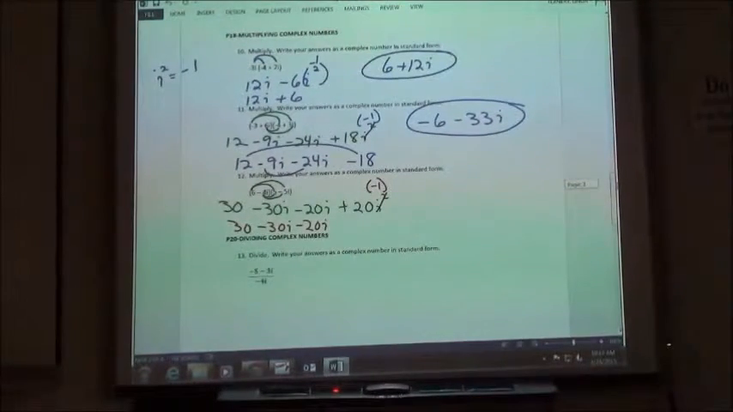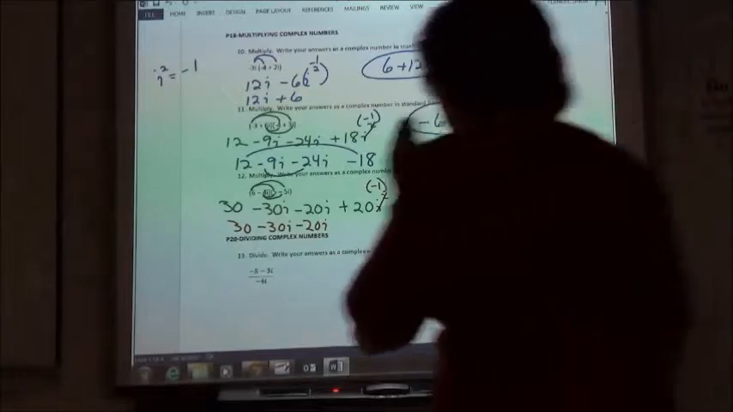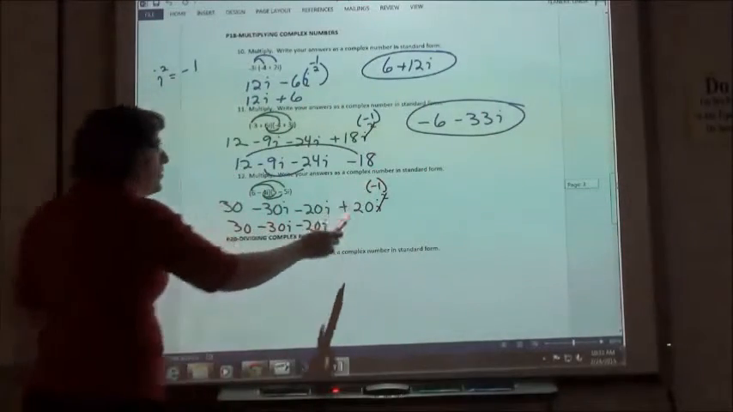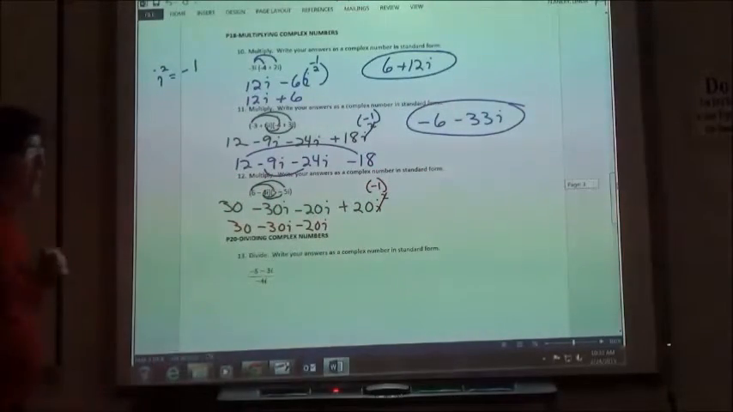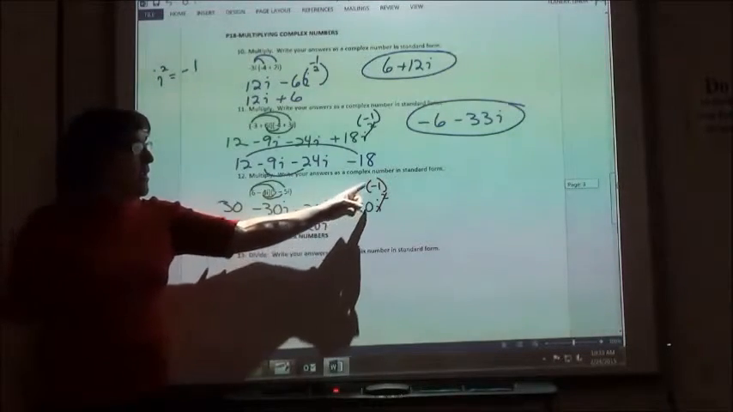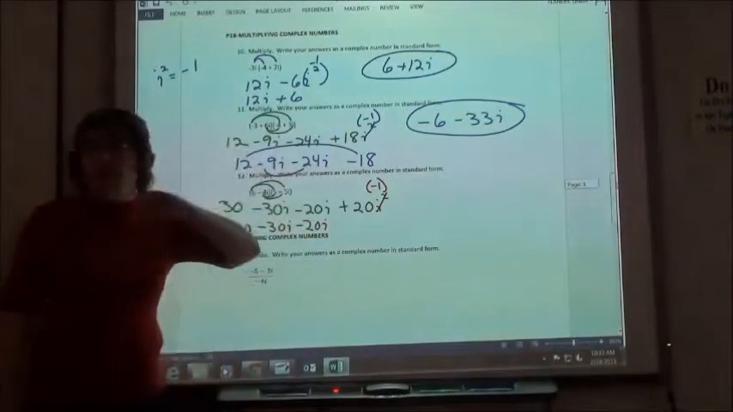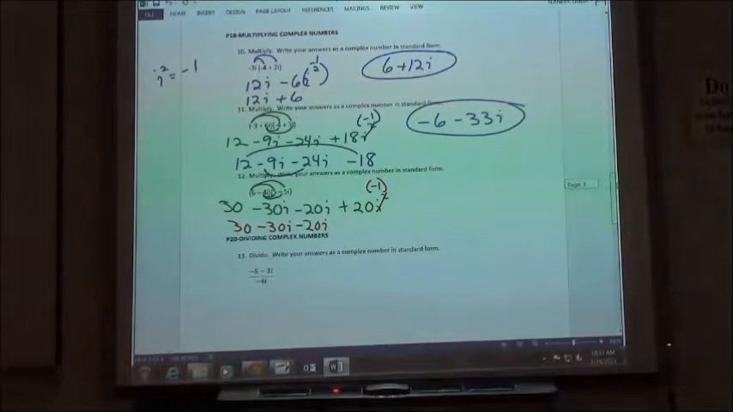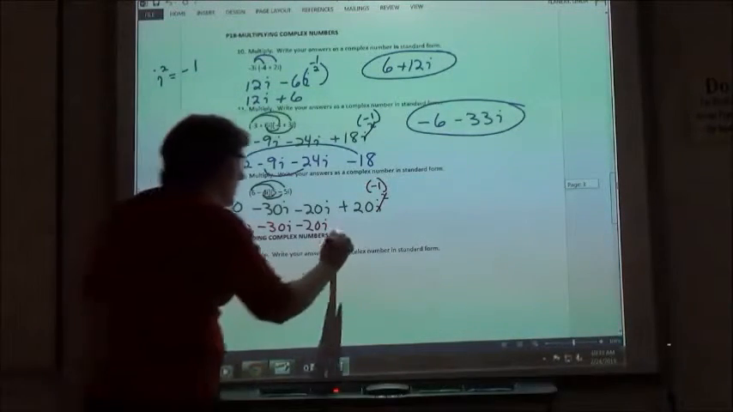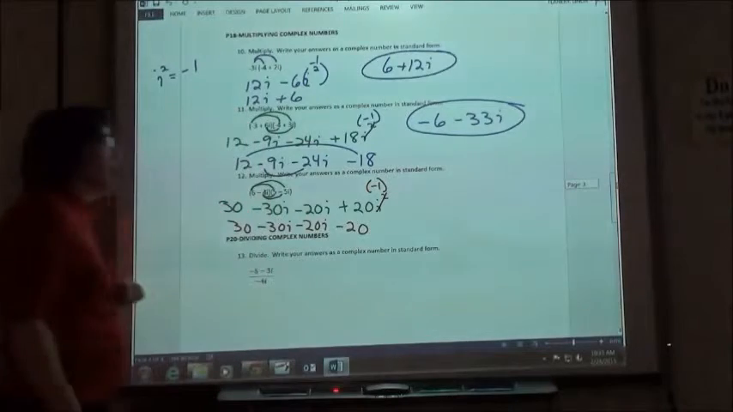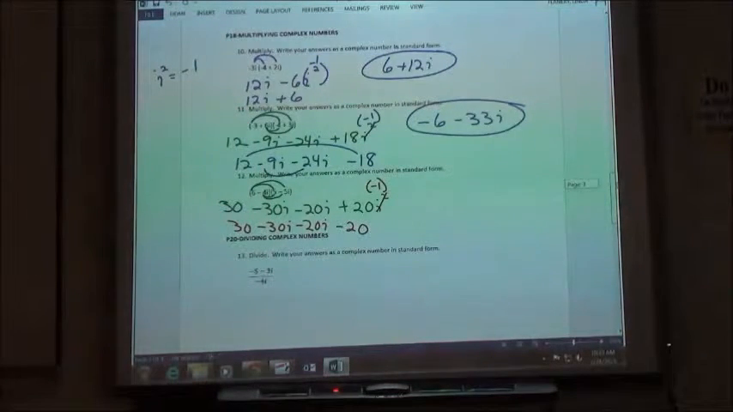No, we're 30 minus 30i minus 20i plus 20i squared. And what are we doing with this one on the end? We're going to do 20 times negative 1, so that's going to make that a minus 20, right? Minus 20. That gets rid of the i on that one. So now we can combine our like terms.